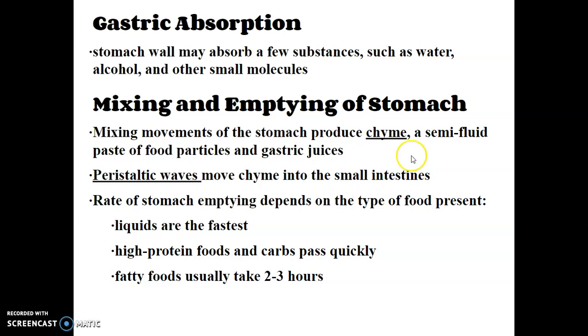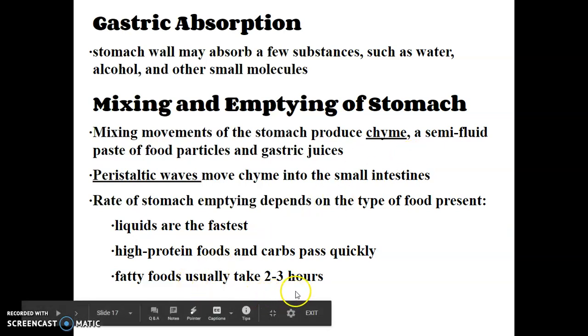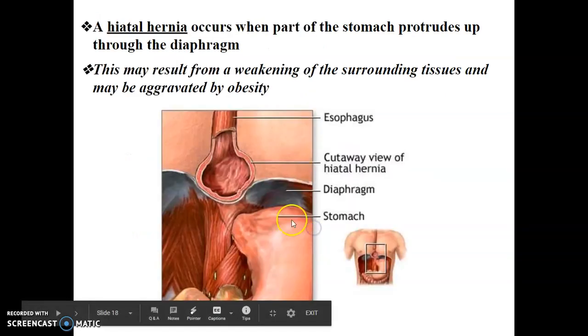The thing that stays in our stomach the longest is fatty foods. It takes about 2 to 3 hours for those lipids to be dissolved. And we'll see in a minute, it's not even through then. Or maybe not in a minute, maybe next day.